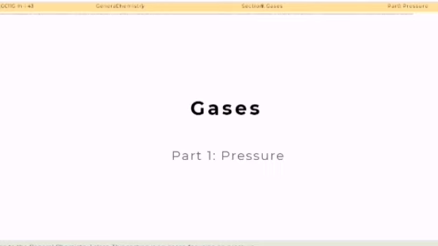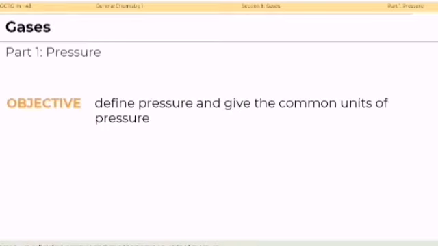Welcome to the General Chemistry 1 class. This section is on gases focusing on pressure. In this lesson, we will define pressure and give the common units of pressure.